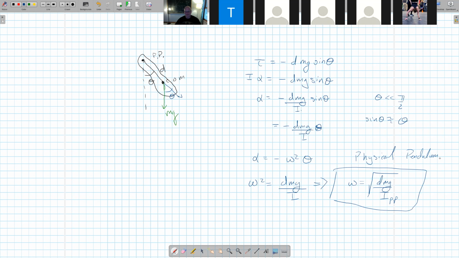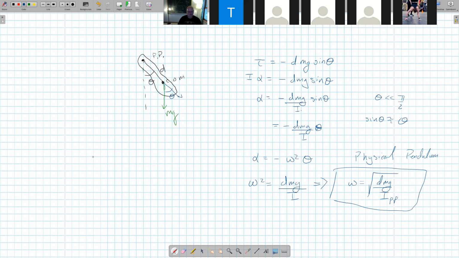If I'm dealing with a physical pendulum, all this says is that I can determine my angular frequency this way. I need to know d, where again, d is this distance from the pivot point to the location of the center of mass. m is just the mass of the object. g, of course, is just g. And the moment of inertia here is the moment of inertia about the particular pivot point, not about the center of mass, because if it's pivoted at the center of mass, it's not going to harmonically oscillate. So this is the angular frequency for our physical pendulum.